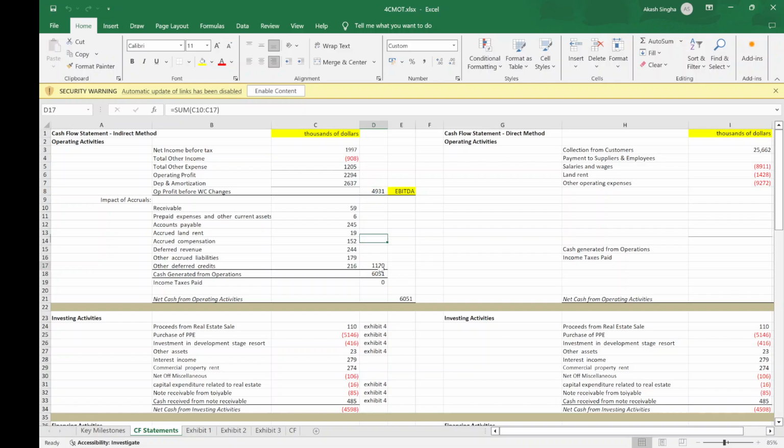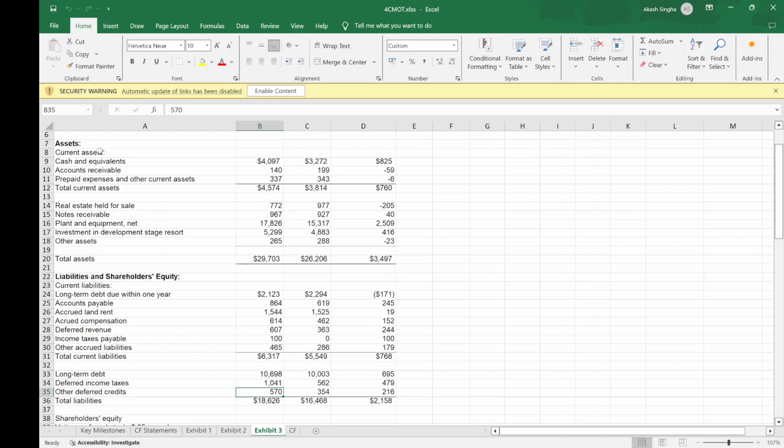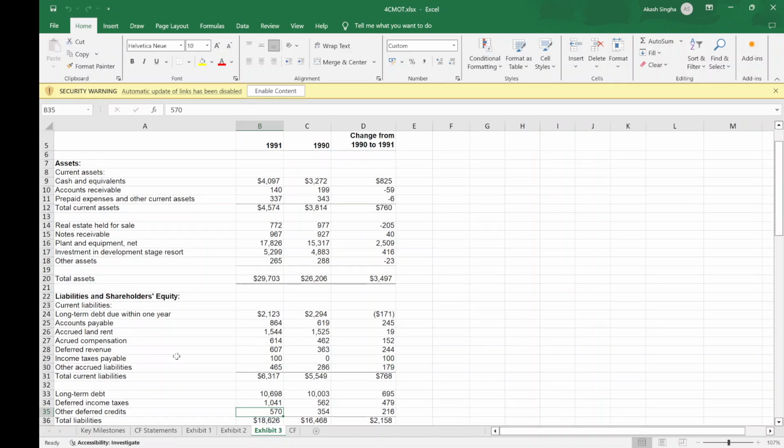So total accruals, the effect of accruals, we add it back, and we will get cash generated from operations. Income tax paid, how are we calculating that? Income tax in the income statement is given as 579, which is our bill, and then we have to check the income tax related items here. In here we have that income tax payable increased by 100. So 579 minus 100, 479 is what we paid.